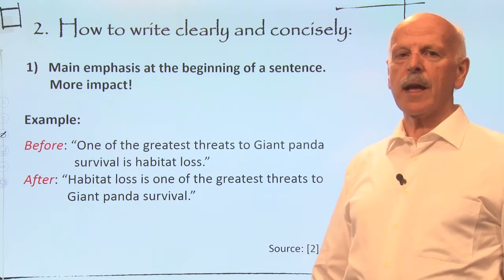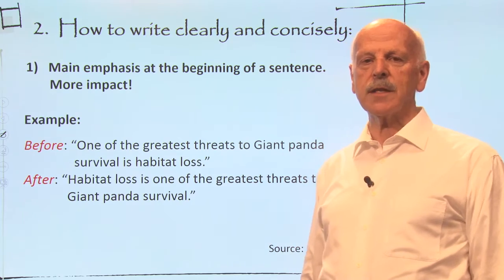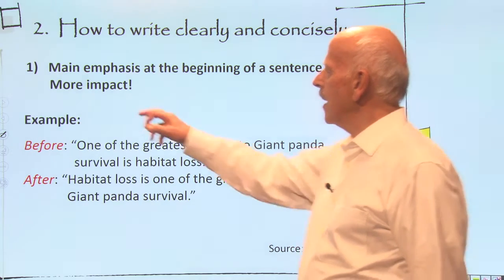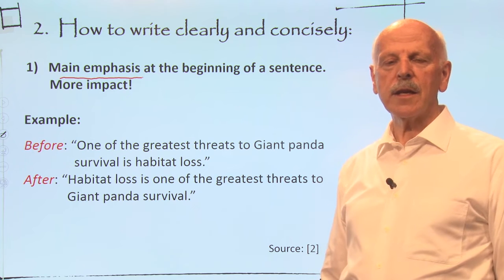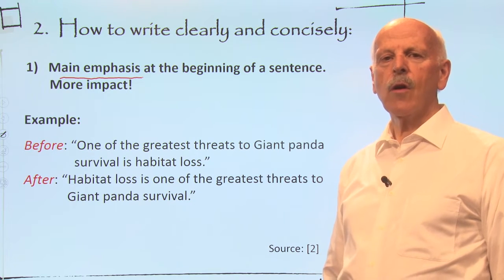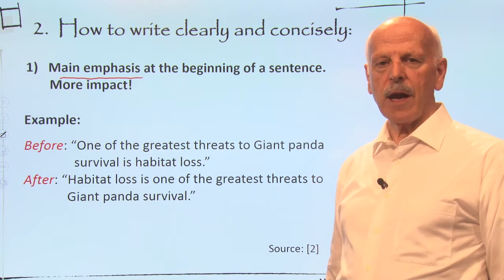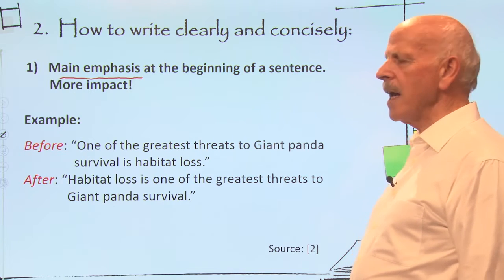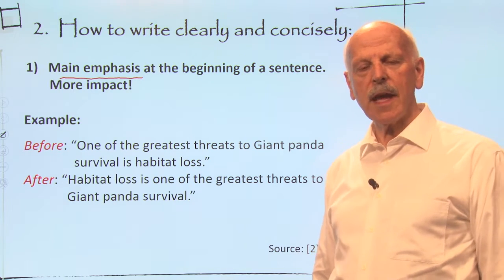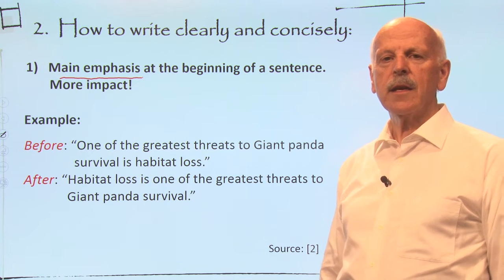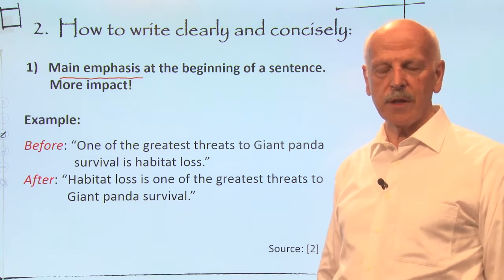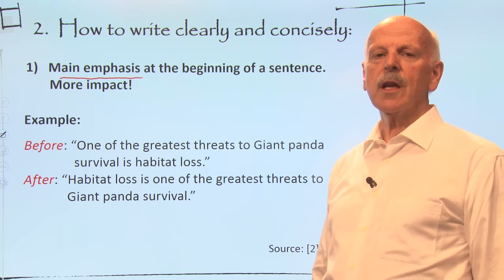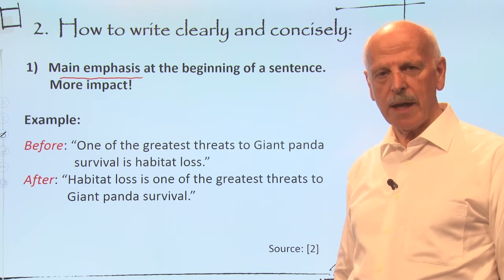So how do we do that? How do we write clearly and concisely? And the first step is to put the main emphasis of your writing at the beginning of the sentence or at the beginning of a paragraph. And this has more impact. This isn't how you necessarily write in Japanese, because the sentence structure is different in Japanese. But in English, we start with the main emphasis at the beginning.